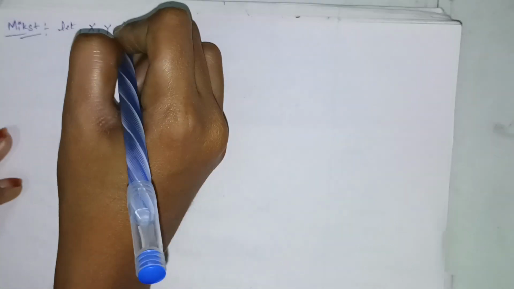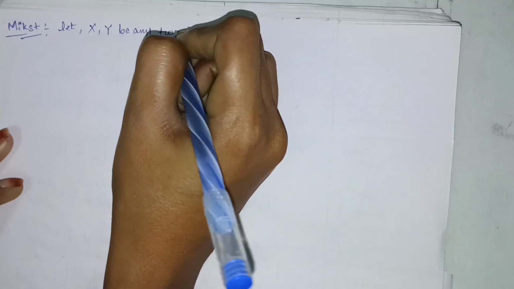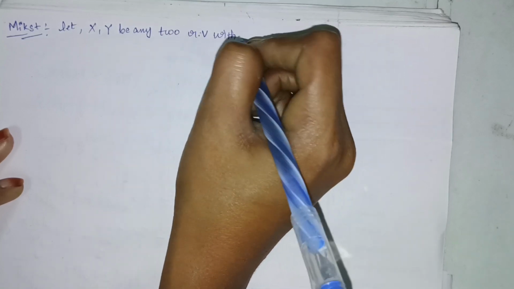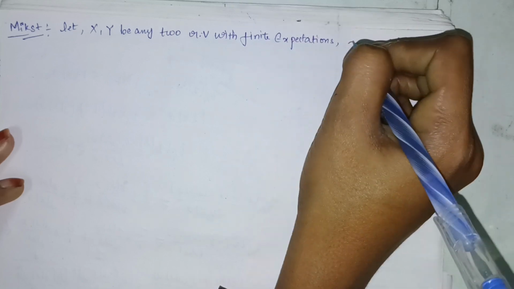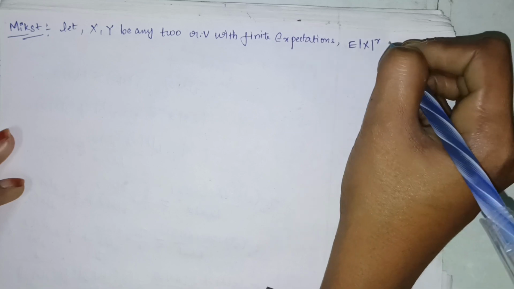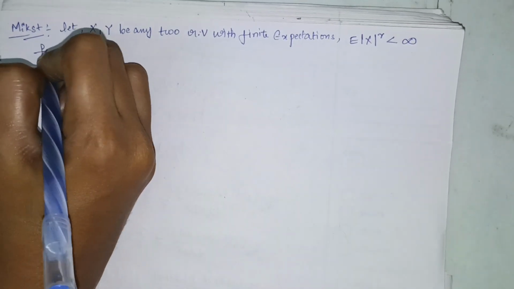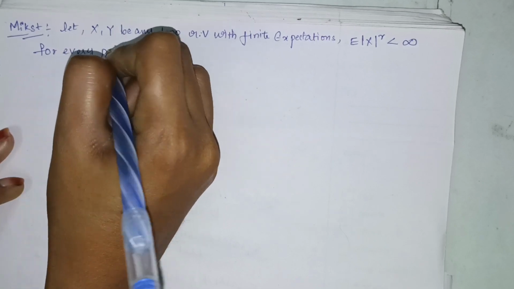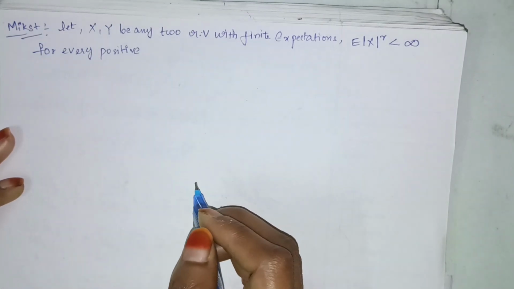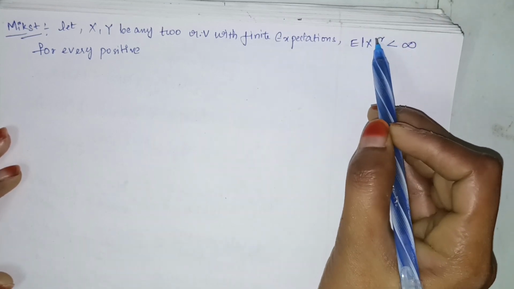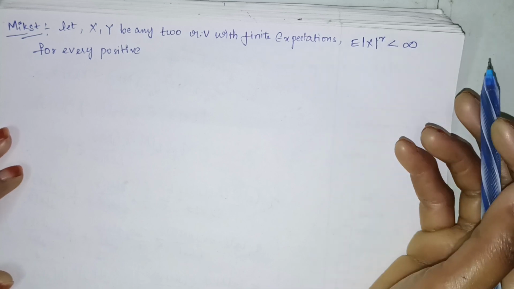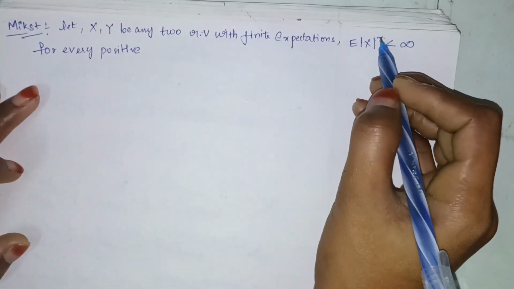And the Minkowski inequality statement is: let x comma y be any two random variables with finite expectations, which is nothing but expectation of mod x to the power of r should be less than infinity for every positive integer r. Try to learn the statement clearly, because in the internals they might ask what r is here, whether it is a positive integer or a negative integer or none of the above. So r is every positive integer.